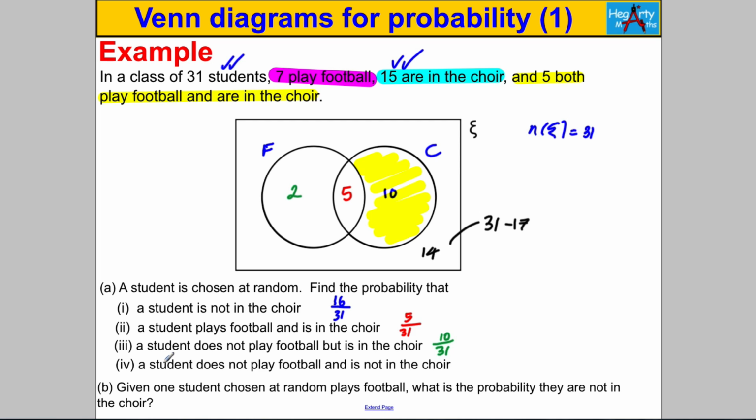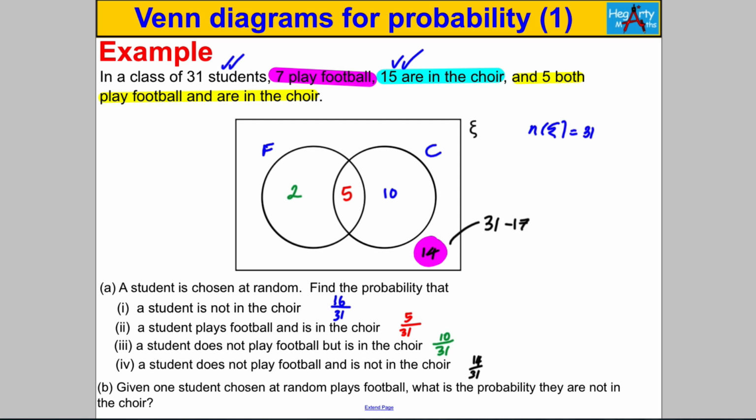Next, a student does not play football and also is not in the choir. Let's think about that. Where would the students be who don't play football and are not in the choir? Well, they'd be these students outside, wouldn't they? These 14 students don't play football and are not in the choir. So it would be, in total, 14 out of 31. And drawing our Venn diagram made those questions very, very straightforward.